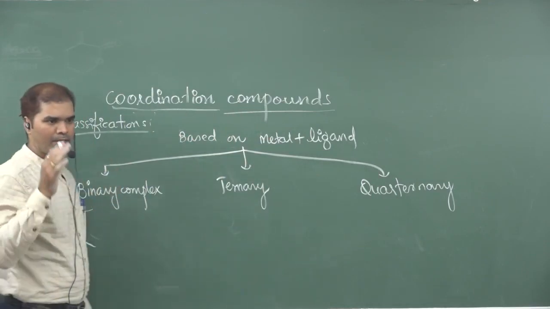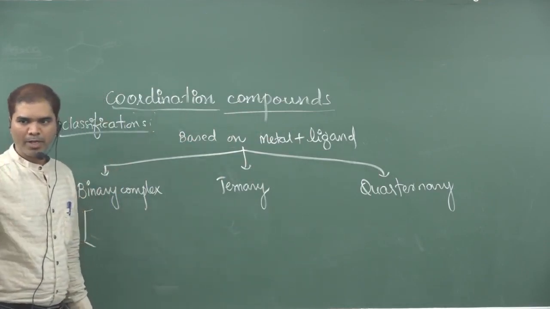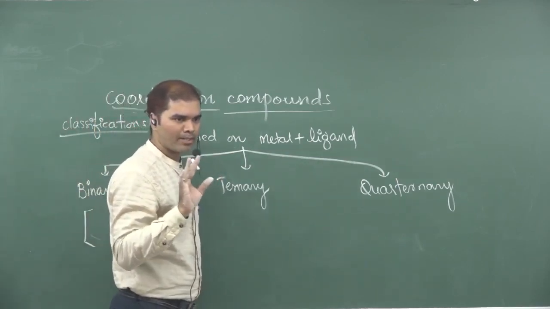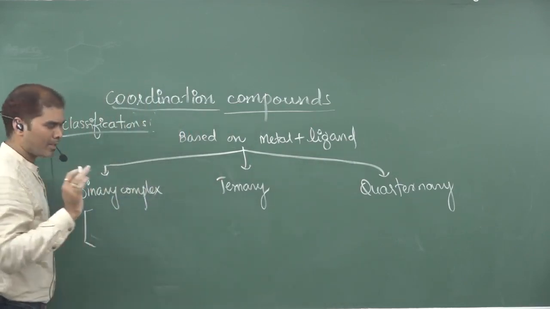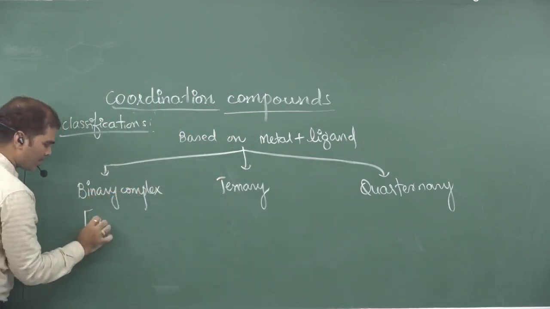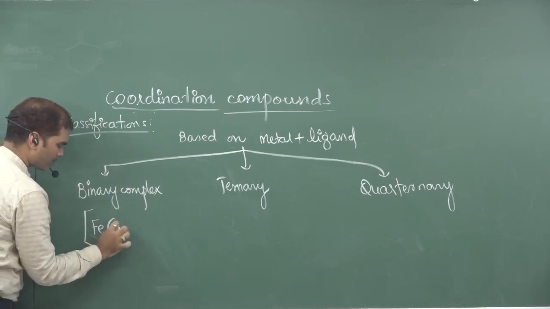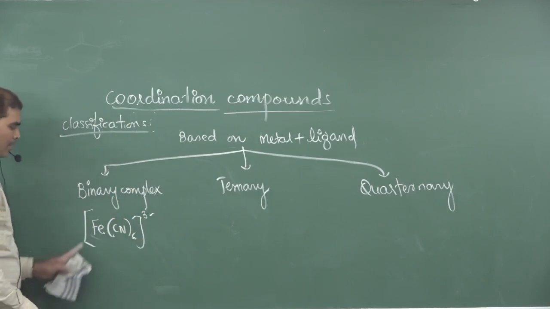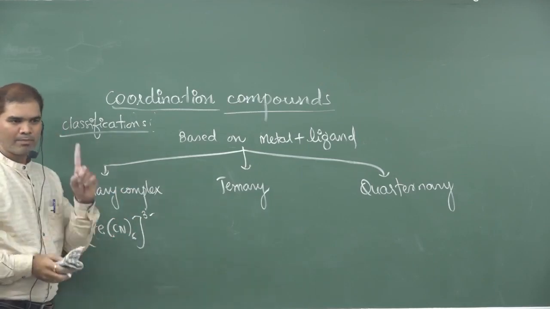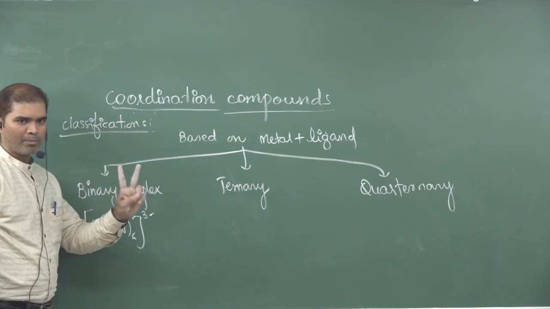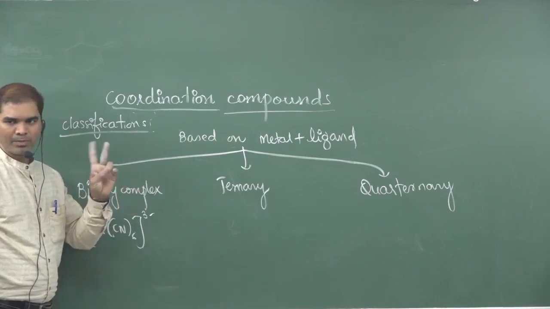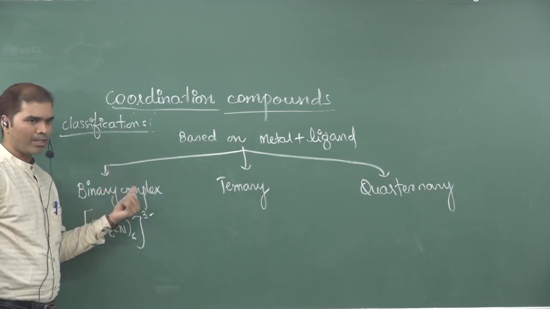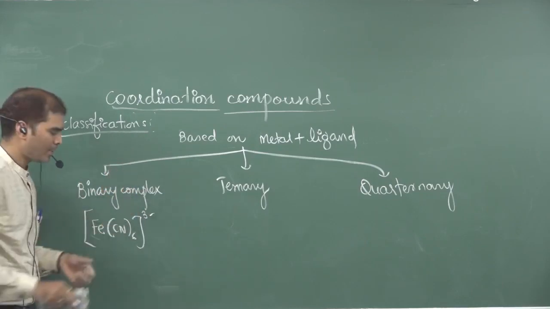In the previous case, when I classified on the basis of ligand, if you find only identical ligand of only one type, you call it as homoleptic, all identical ligands. Heteroleptic, different types of ligands. Here binary complex means, suppose I am writing Fe, I am taking CN6. This is a binary complex. Binary complex means one metal and only one type of ligand. So altogether there are two, one metal, one type of ligand. Such a complex you are calling it as a binary complex.